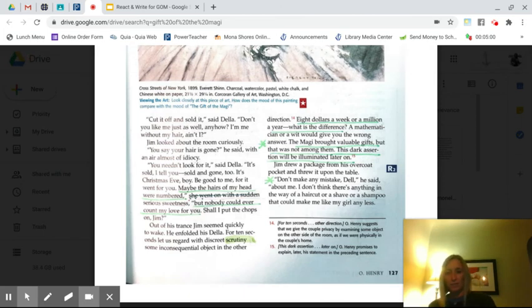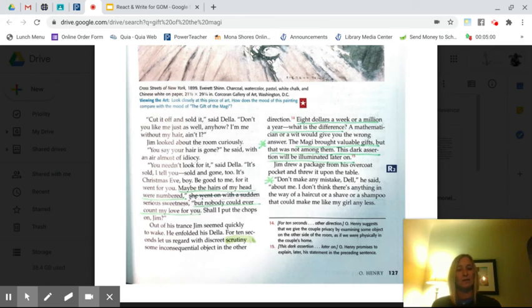Out of his trance, Jim seemed quickly to wake. He unfolded his Della. For 10 seconds, let us regard with discreet scrutiny some inconsequential object in the other direction. $8 a week or $1 million a year. What is the difference? A mathematician or a wit would give you the wrong answer. The Magi brought valuable gifts, but that was not among them. This dark assertion will be illuminated later on.